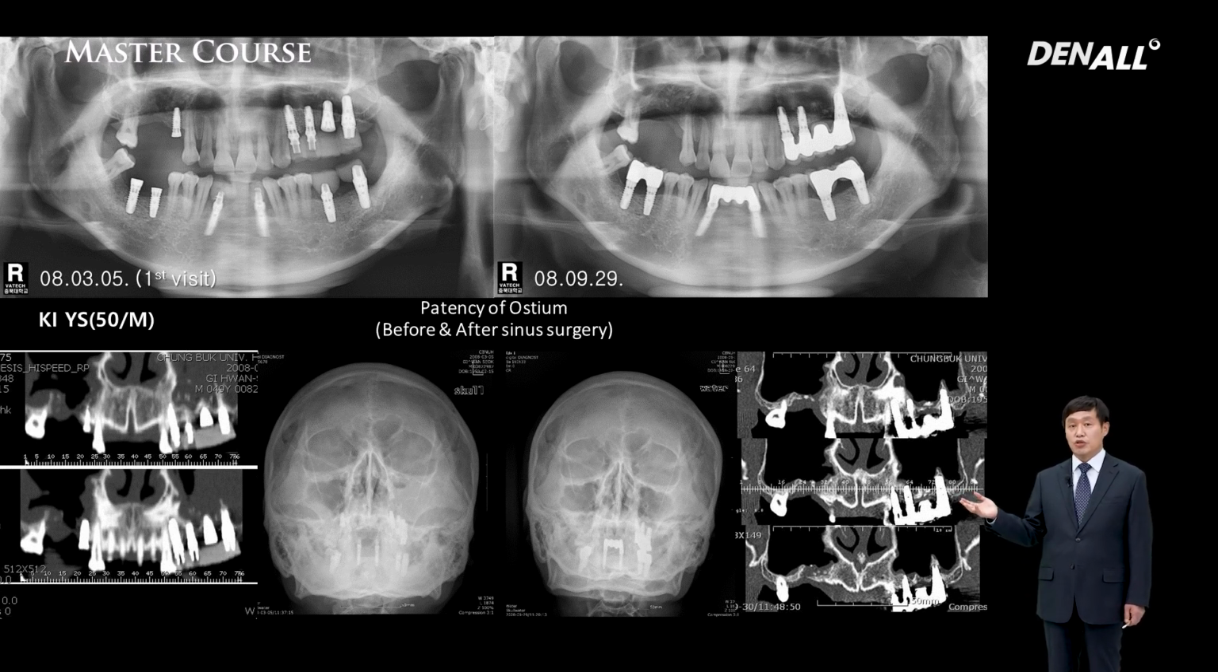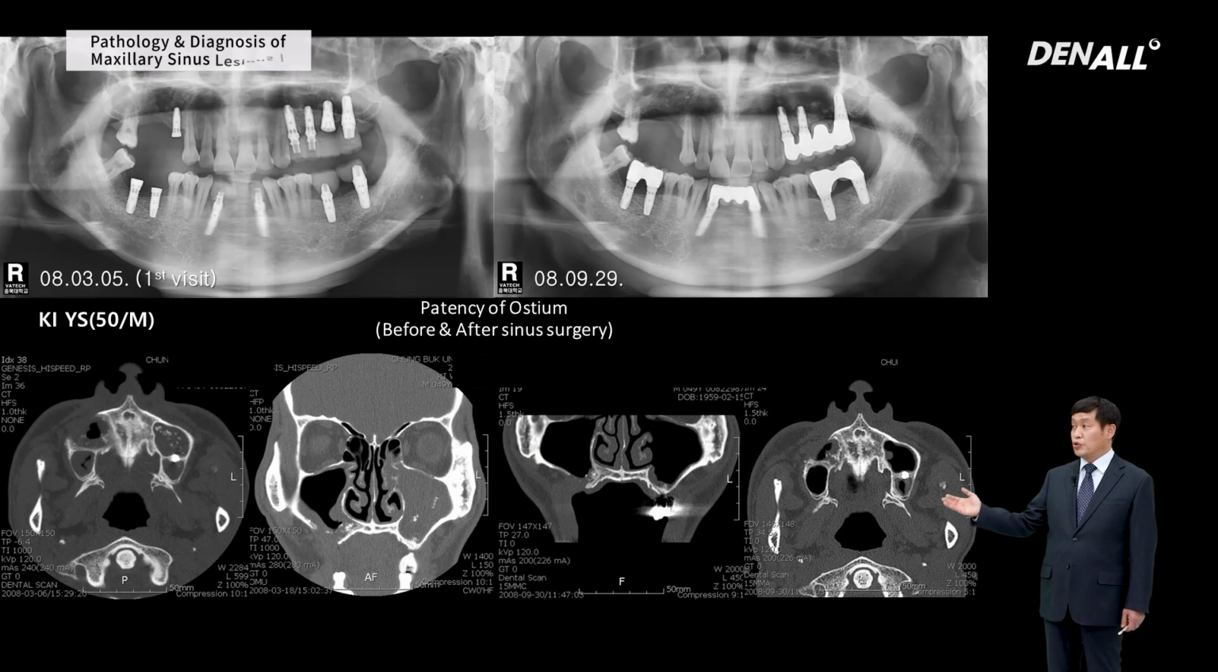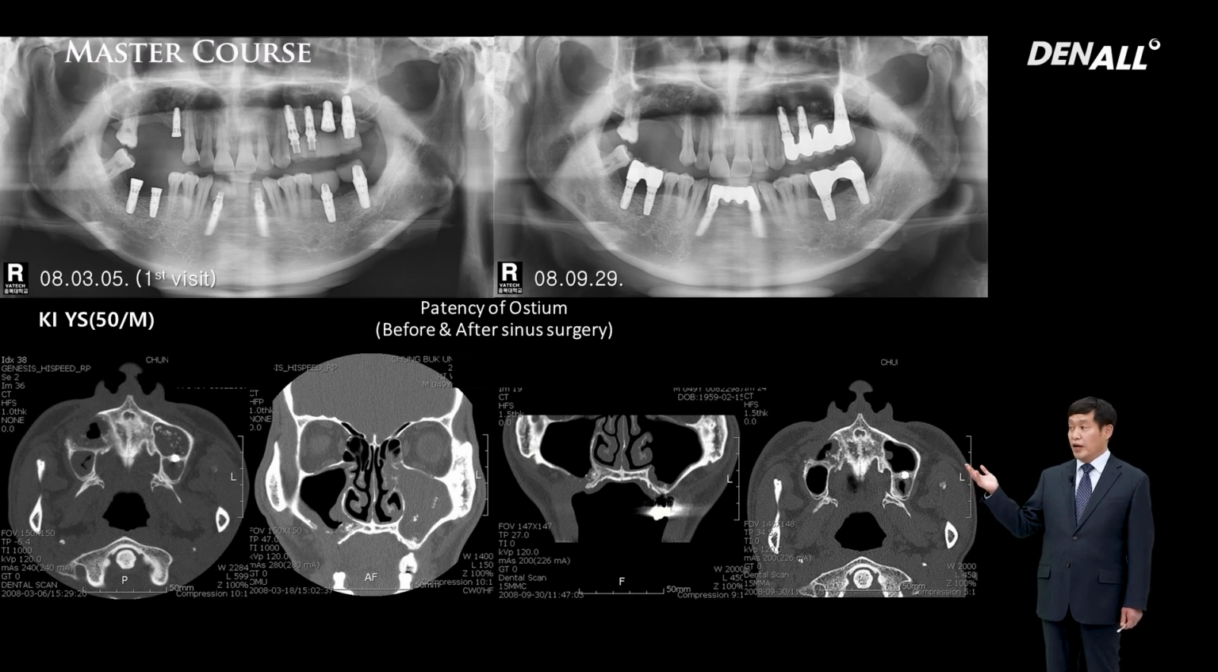The reason why I'm showing you this is that a panoramic image is insufficient in diagnosing sinusitis. You need to look at CT to check the difference between both sides. Axial and coronal view. If you look at before and after surgery in coronal view, the maxillary ostium has been widened and you can see the sinus is functioning in a healthy state.